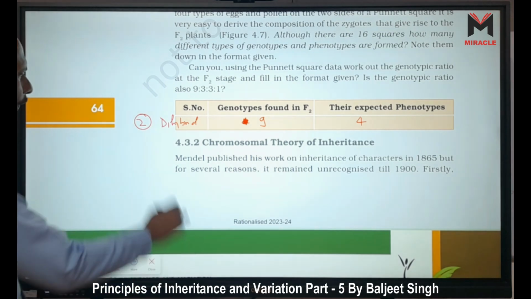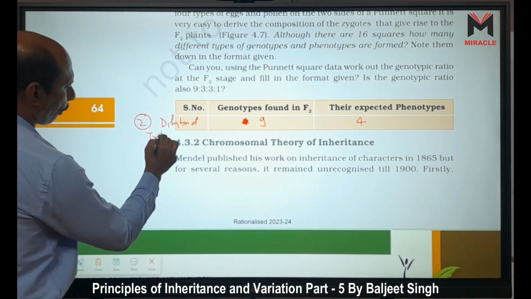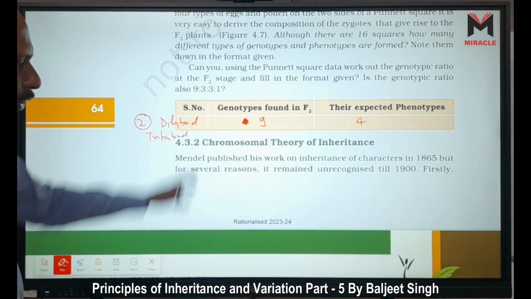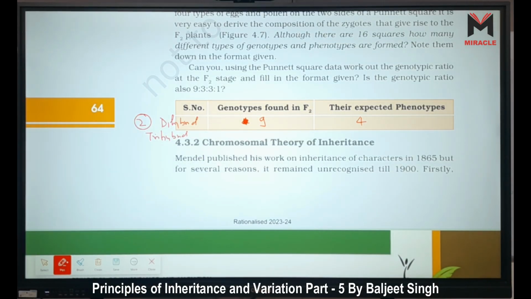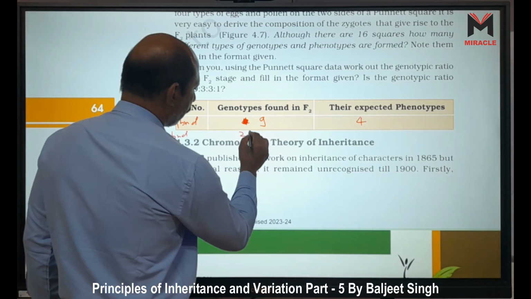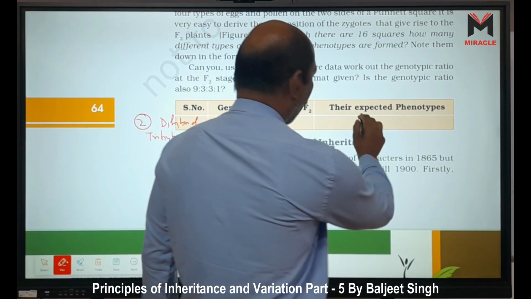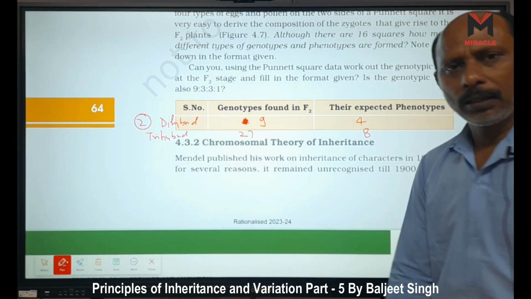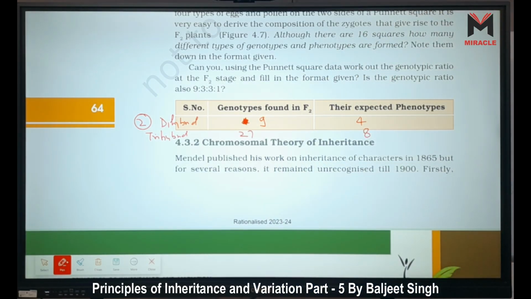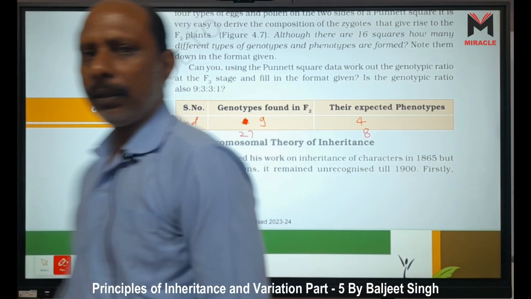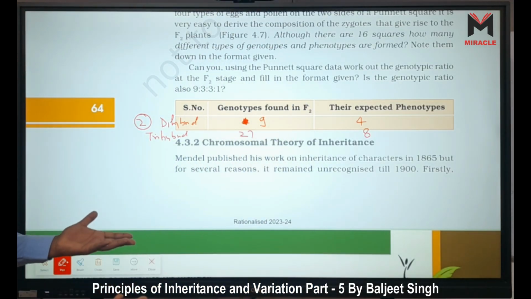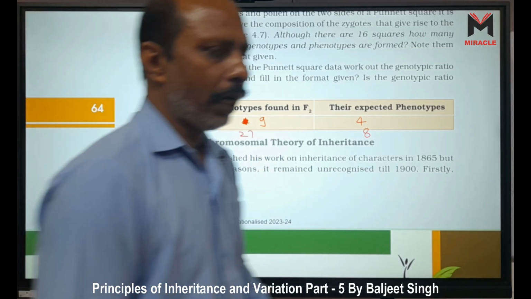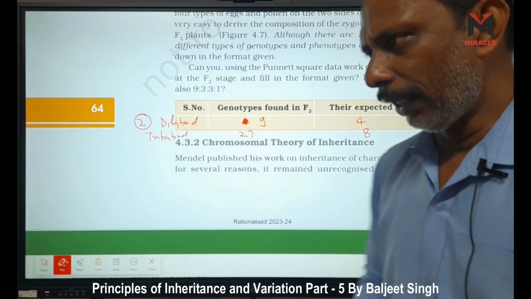But when it is a trihybrid cross, how many genotypes are found? Genotype means 3 to the power n, so it is 27 genotypes. And how many expected phenotypes are there? 8 phenotypes. Right? Tetrahybrid: we simply have to multiply, and we can understand how many genotypes and how many phenotypes are found here.